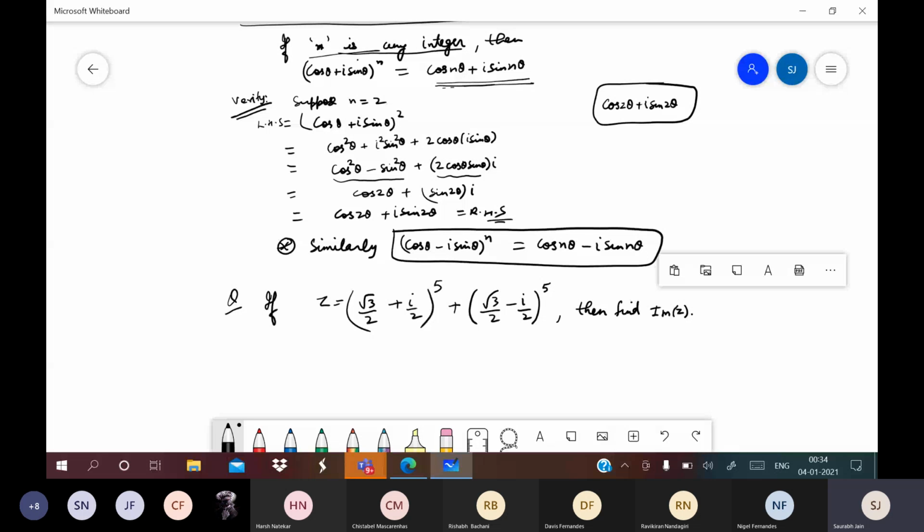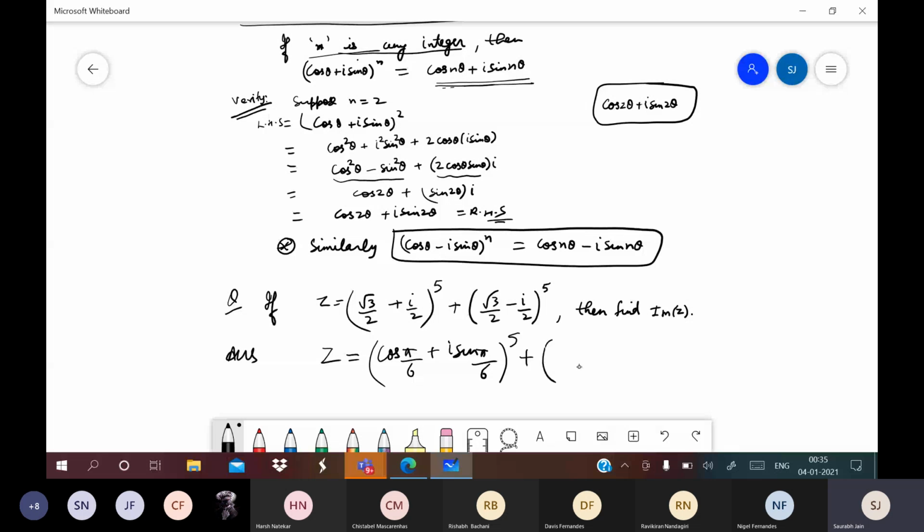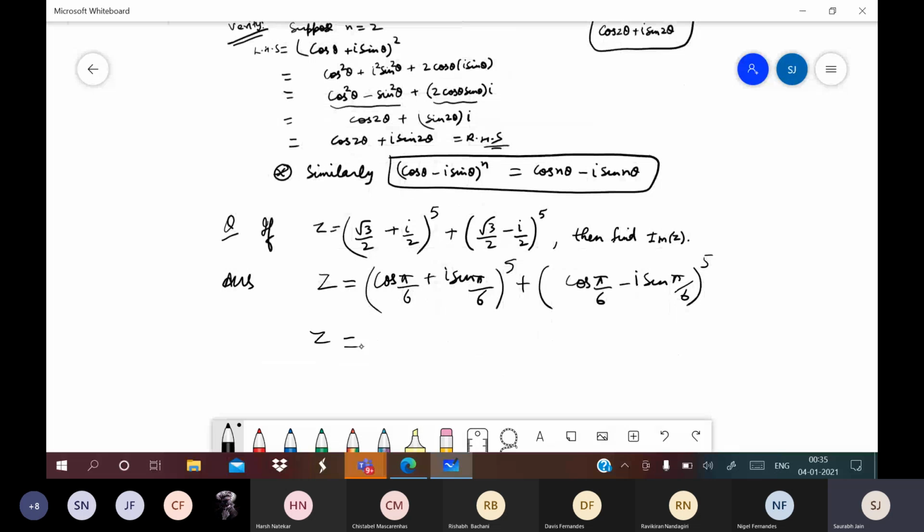Yes, anyone? What can you write in place of root 3 by 2 plus iota by 2? So cos pi by 6. Yeah, that's correct. Good. So in place of root 3 by 2, you will write cos pi by 6, and in place of half, you will write sin pi by 6. Okay. What I said, cos of some angle plus iota sin of the same angle. So cos 30 is root 3 by 2 and sin 30 is half, to the power 5. Because see, now you will be able to apply de Moivre's theorem to it. Similarly, it's minus here, so you will write minus. The problem was with this power 5, that will be no more. Why? Because this gets multiplied with the angle.